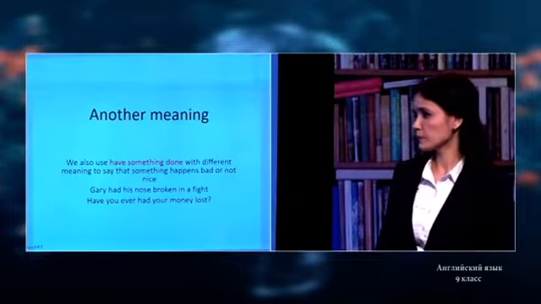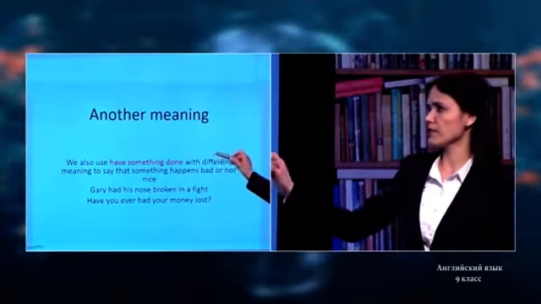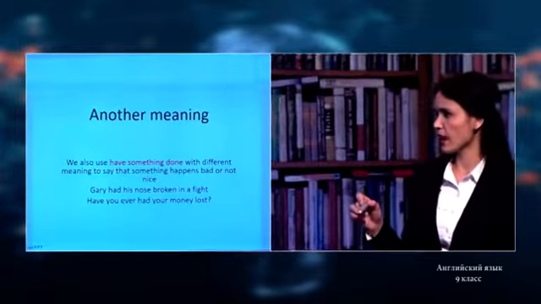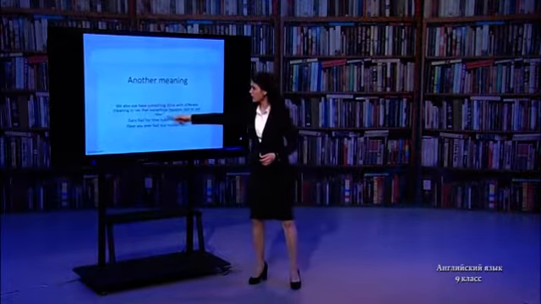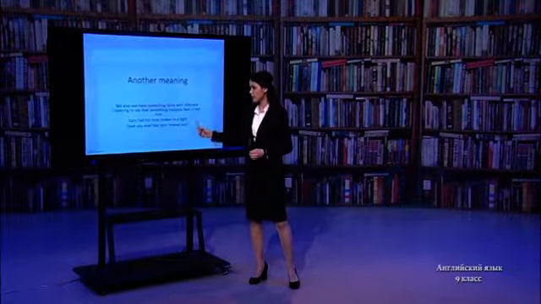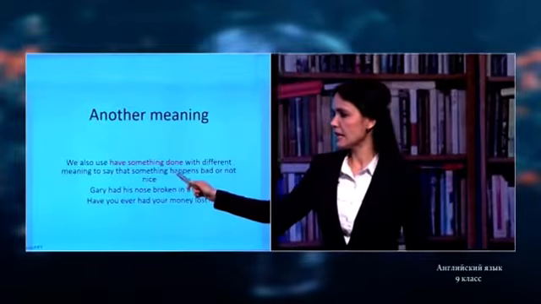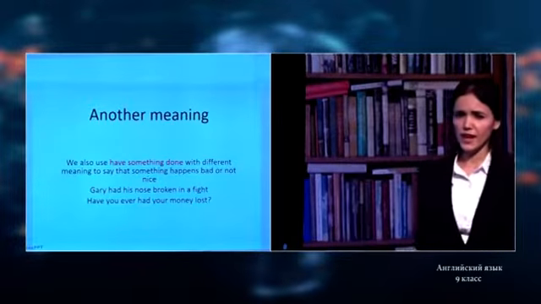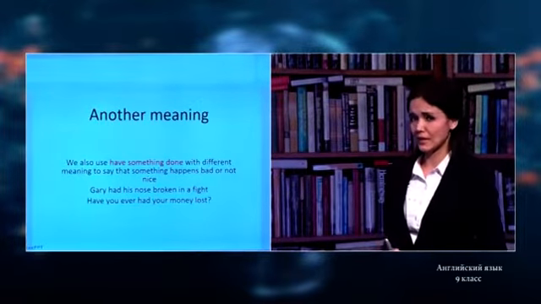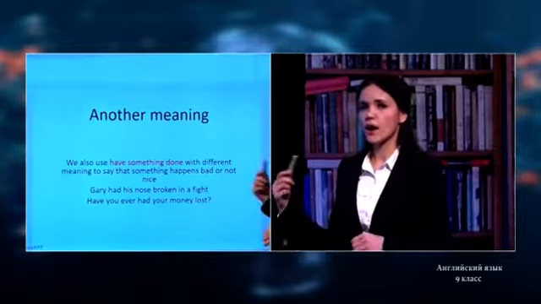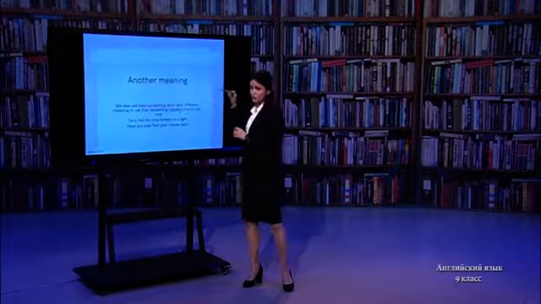See, another meaning. The same situation as previous. You also use have something done with a different meaning to say that something bad happens, not nice, that means unpleasant. Gary had his nose broken in a fight. That means he had a fight last night or last day and he had his nose broken. He didn't ask anybody to break his nose, or he didn't arrange it, or he didn't plan it, but it happened by accident. And in this case, we use the same structure but with a different meaning.